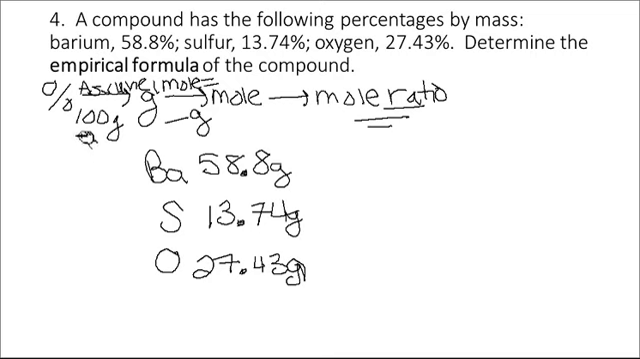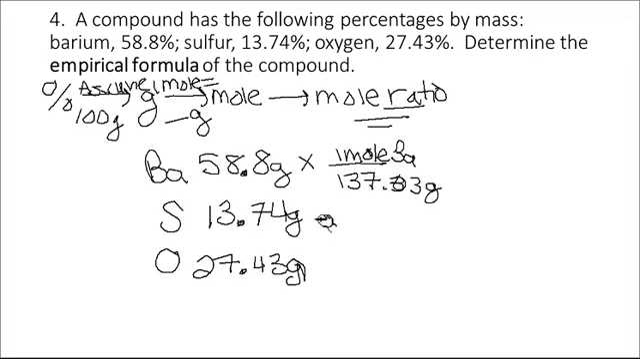I've already done the first step, going from percent to grams, by just assuming 100 grams. Remember, percent literally means per 100. Cent is 100, so if I have 100, then each number is per 100. So 58.8 grams of barium, how am I going to convert that to moles? Well, I'm going to use my definition of the mole, which is 1 mole of barium is equal to 137.33 grams. And I got that straight off the periodic table.